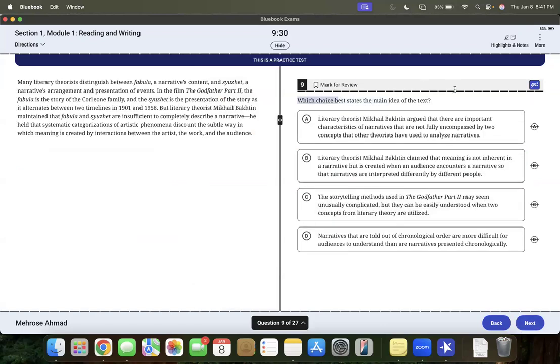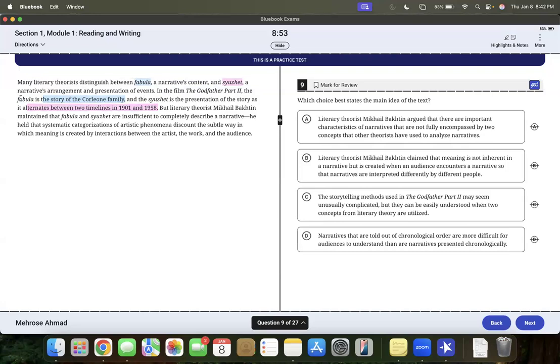Okay. Which choice best states the main idea? Many literary theorists distinguish between fabula, a narrative's content, and sujet, a narrative's arrangement and presentation of events. As you can see here, I use two distinct colors to highlight these terms because they're different terms, each with their own definition. Again, this is a very personal thing, and I'm just highlighting my strategies in case it would help students here. In the film The Godfather, the fabula is the story of the Corleone family, and the sujet is a presentation of the story as it alternates between two timelines in 1901 and 58.